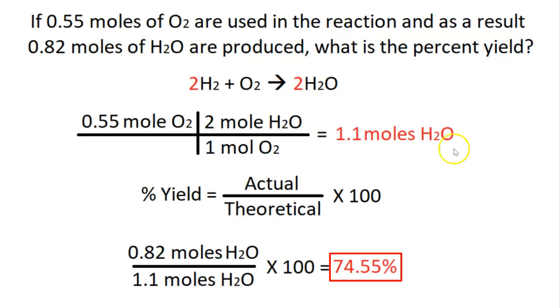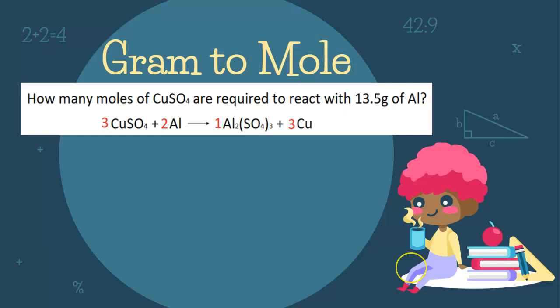But that's not the case, right? In the reaction, only 0.82 moles of H2O are produced. So that means we have to find our percent yield. Actual over theoretical. Our actual was given to us, 0.82 moles of H2O. Our theoretical we calculated, so 1.1 moles of H2O. Divide your numbers, multiply by 100, and we get our percent yield, which is 74.55%.